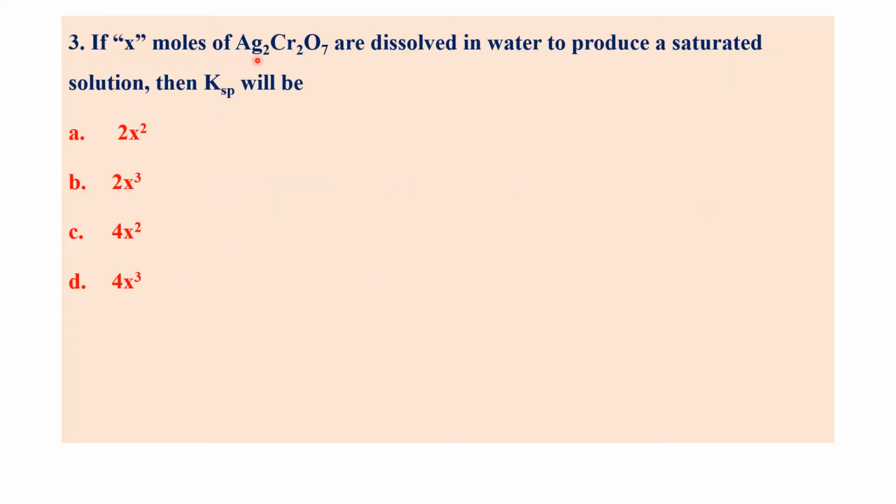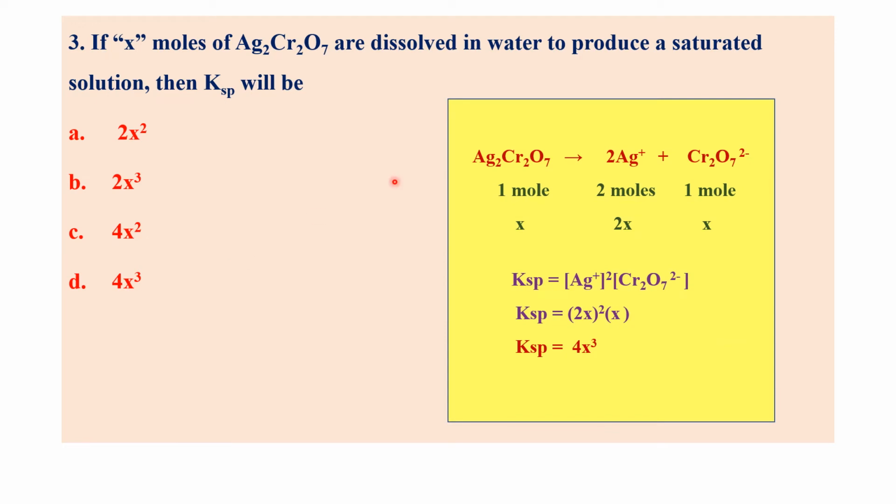If x mole of silver dichromate is dissolved in water to produce a saturated solution, then Ksp will be 2x square, 2x cube, 4x square, or 4x cube. So here we will also solve it. Silver dichromate, when dissolved in water, will produce 2 moles of silver ion and 1 mole of dichromate ion. So 1 mole of silver dichromate will dissolve in water and produce 2 moles of silver ion and 1 mole of dichromate ion.